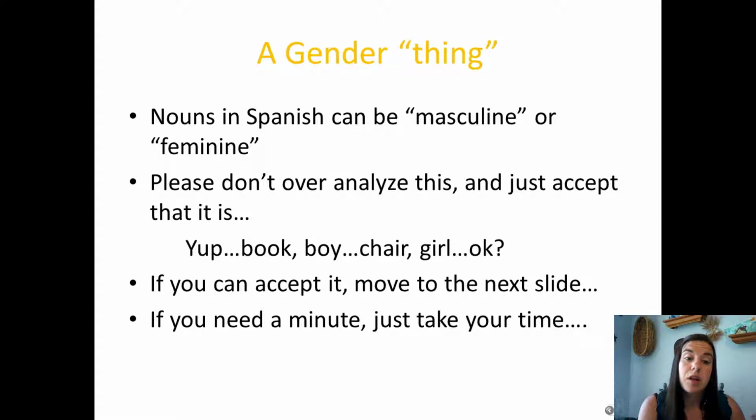For example, a book is a boy, a chair is a girl. There's no reason for it, you just have to be willing to accept it. If you can accept that, then you can move on. But if you need a minute to think about it, please, take a minute to think about it. If you can accept it, move on with me.